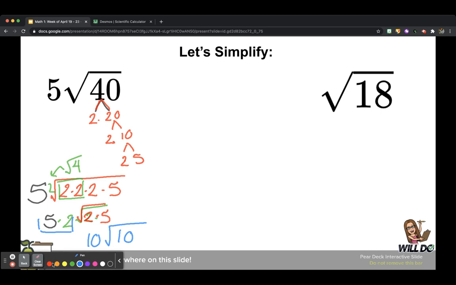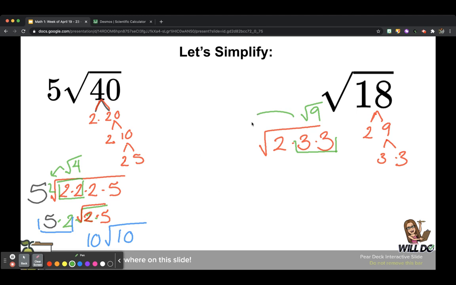Okay, next we have the square root of 18. Let's factor that on down to 2 times 9. 9 becomes 3 times 3. So inside my radical sign, I have 2 times 3 times 3. Now, I can't pull out a square root of 4, but I do see 3 times 3, which I know is the square root of 9, which happens to be the number 3. So 3 square root of 2 happens to be my final answer.